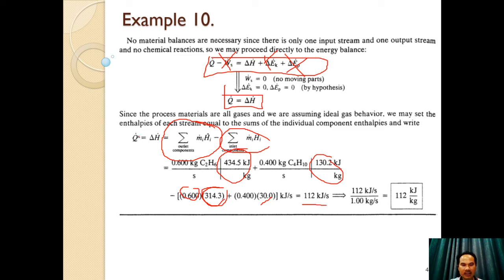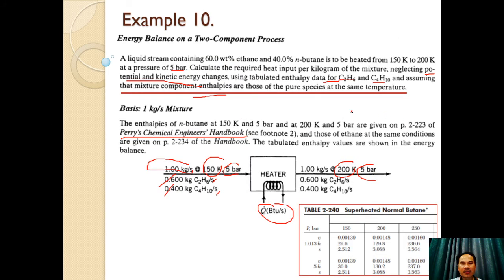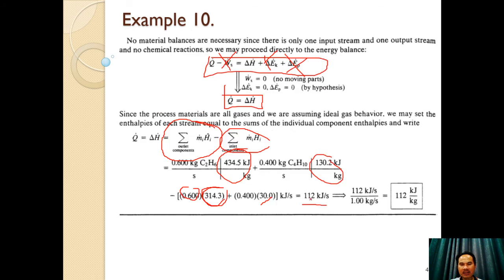This is the Q, but the answer should be the heat per kilogram of mixture. The mass of mixture input is 1 kilogram per second, so you divide this by 1 kilogram per second and get 112 kilojoules per kilogram.